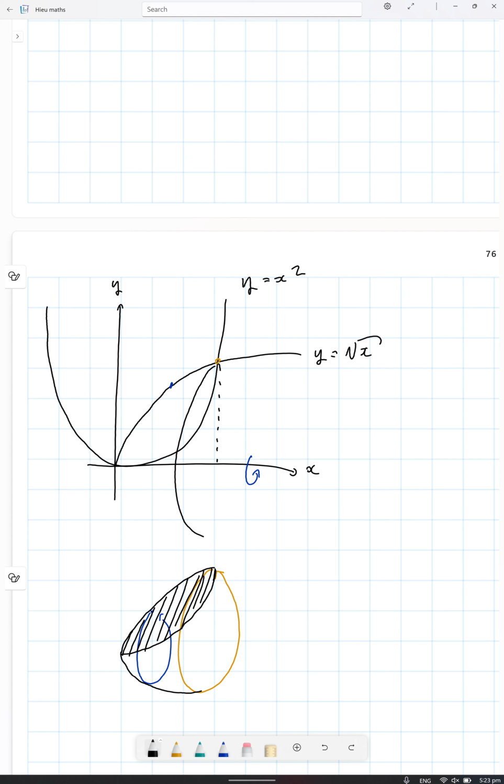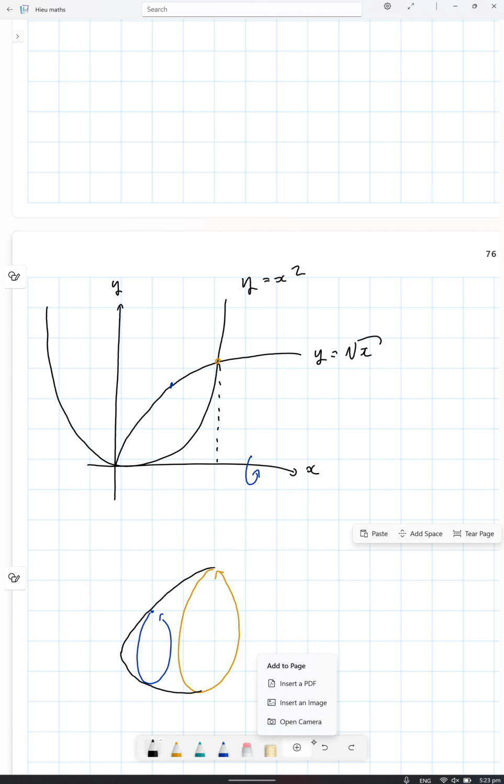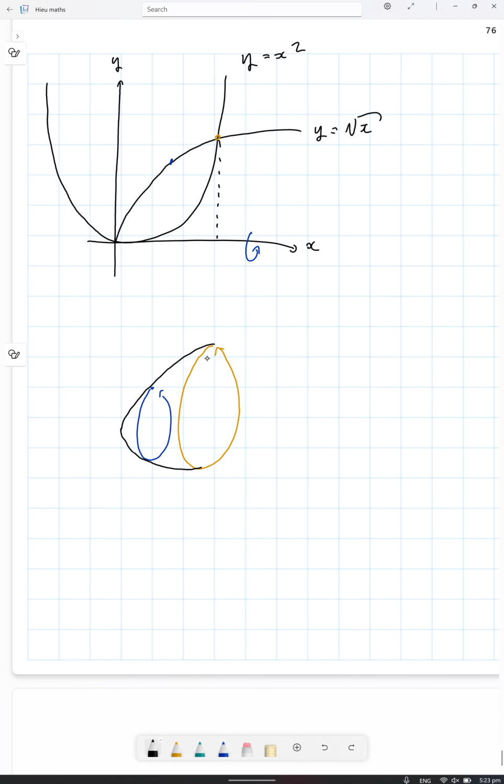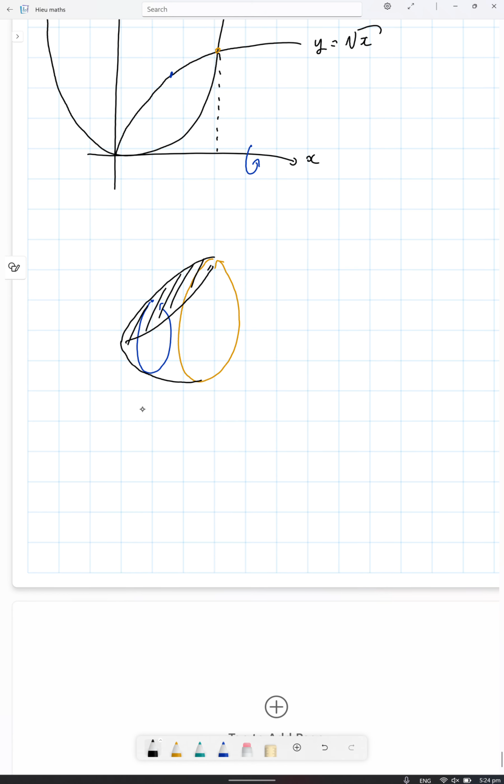If you can imagine this rotated around like this, rotated around like that, that's what it's going to be. So that's the shape we're dealing with. And if you think about it, a shape like that is simply going to look like a washer.